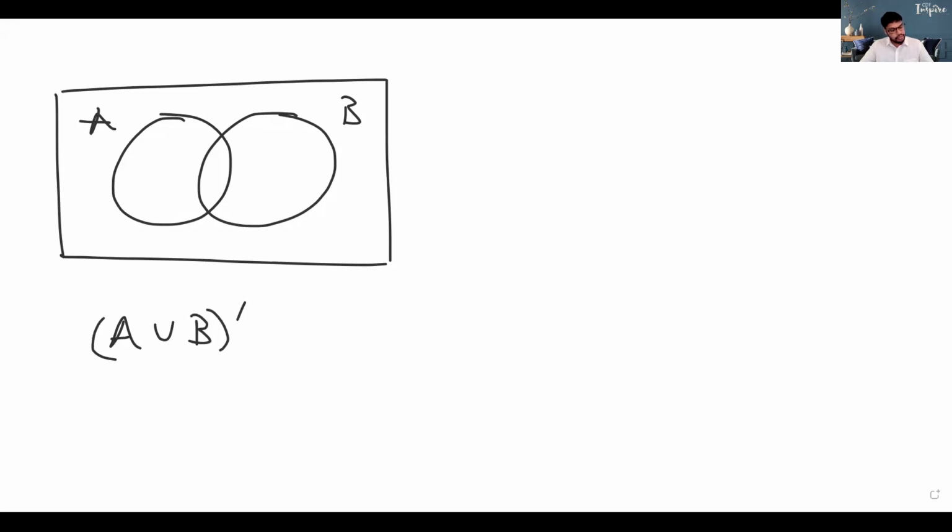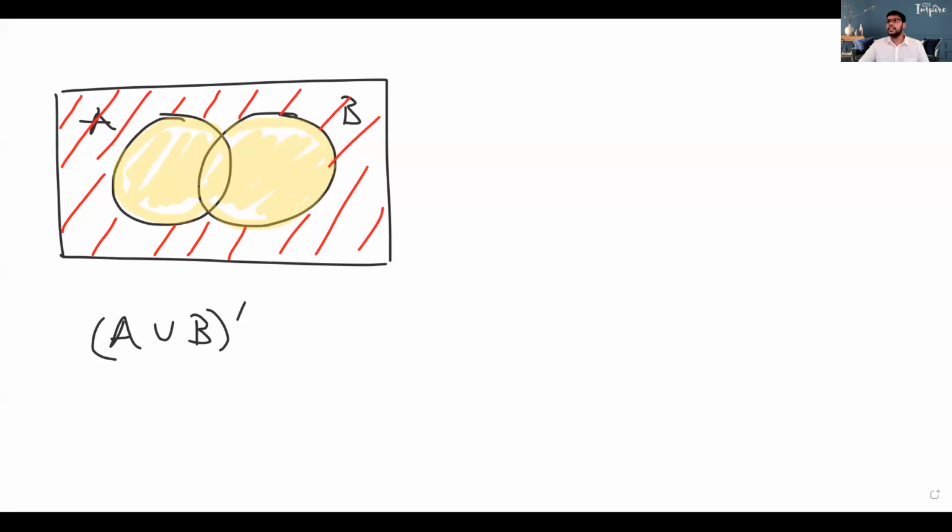Children, A union B is going to be both sets A and B combined. So this shaded region here is set A union B. The complement of that is everything outside it. So everything outside of both A and B is going to be this region here. This is the correct shaded region. The red shaded region is the correct answer.